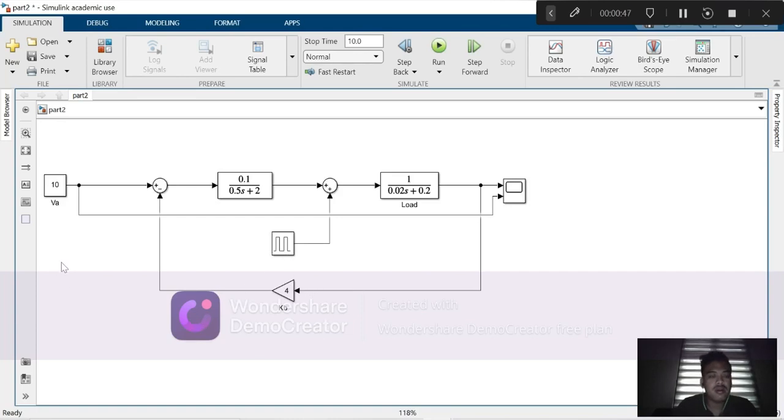For the VA, we set the value to 10, the pulse generator to 1, and the EMF constant to 4. Then we make the connections, from the transfer function and load to the pulse generator, and then the EMF constant. I think that's all from me.